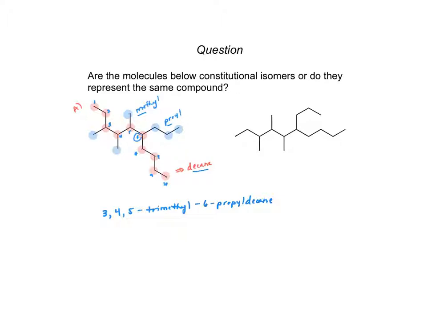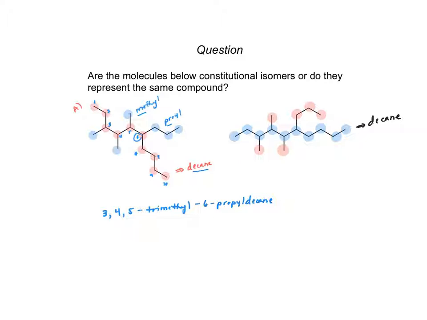Now as we move over to the right, we're going to have 1, 2, 3, 4, 5, 6. If I keep going, 7, 8, 9, 10. Okay, so we have a 10 carbon chain here. This is decane again. Then we have a methyl, and we have a methyl, we have a methyl, and then we have a 1, 2, 3 propyl group.